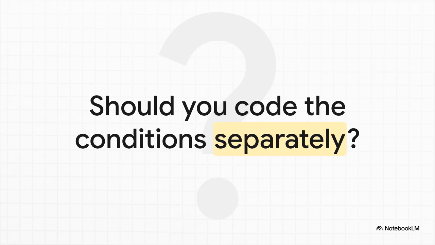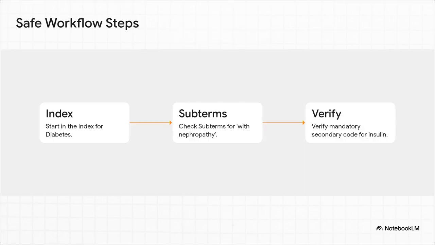Look, whenever you see a scenario with multiple linked conditions, your alarm bells should be ringing loud and clear. Let's literally walk through the safe workflow steps to solve this one. Step 1, start right in the index for diabetes. Step 2, check those subterms for with nephropathy. And Step 3, verify if there's a mandatory secondary code for that insulin usage.